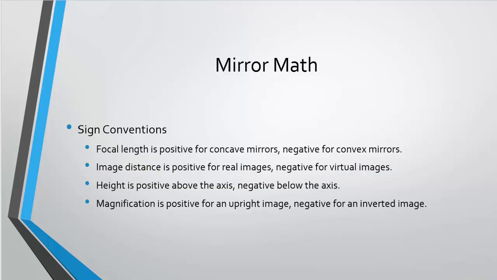There are some important sign conventions for keeping track of in front of, behind, and some of the image distances and things like that. So we've got positive focal length for concave mirrors and negative for convex mirrors. Image distance is positive for real images, negative for virtual images. Height is positive above the axis, negative below the axis. And magnification is positive for an upright image and negative for an inverted image. And if you look at a diagram of any of the mirrors, those distances and the negatives and positives should make some sense.